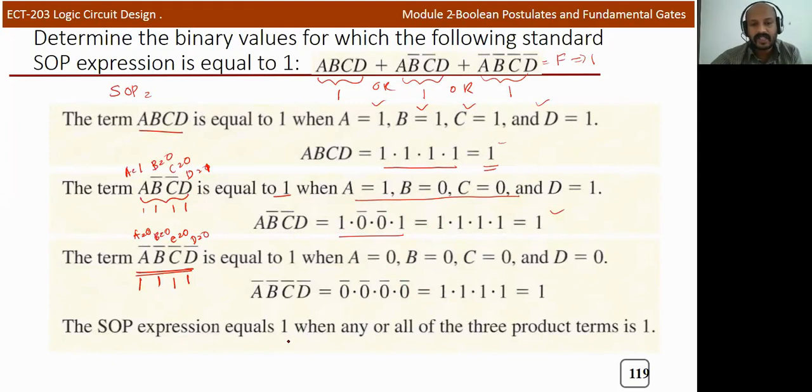So the SOP expression is equal to 1 when any or all of the three product terms is equal to 1. So we need to identify these values to make the truth table and all. Later we will see this question in detail.